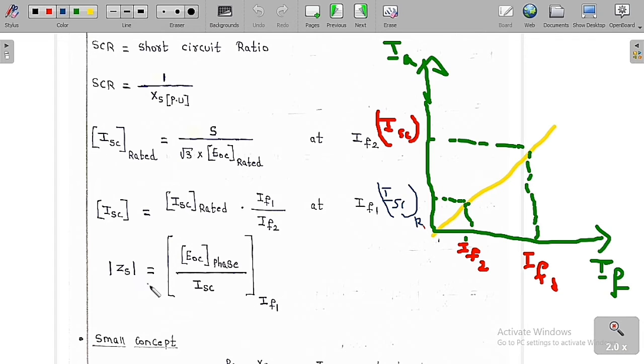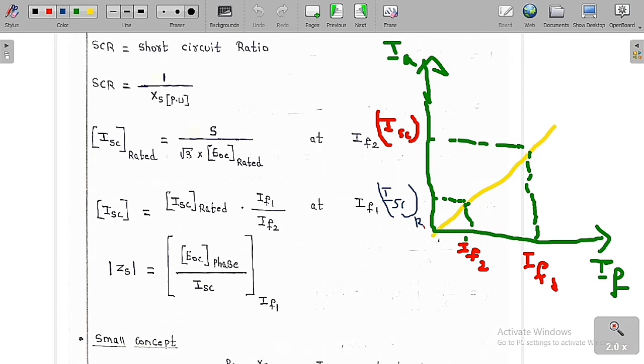Then what is the value of ZS? I have already told you the magnitude of ZS is the ratio of the open circuit phase voltage by the ISC. ISC is the current corresponding to the field current constant. This field current should always be constant. So at this IF1, what is the open circuit voltage? It is VOC per phase value, which means line voltage by root 3. Then what is the corresponding armature current, which is ISC.